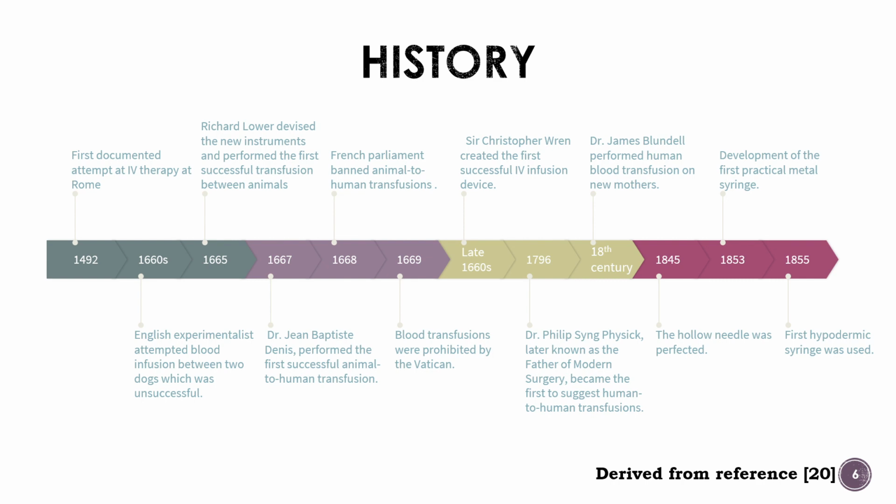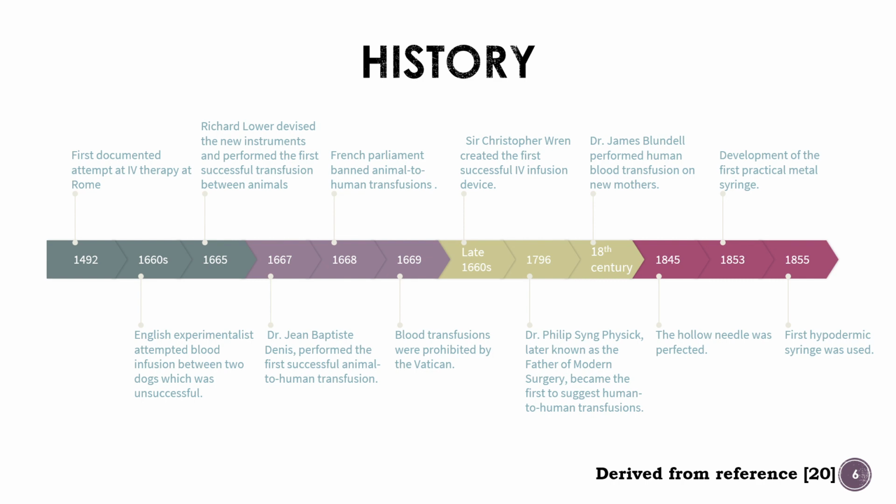Later, Sir Christopher Wren created the first successful IV infusion device from a pig's bladder and a quill. In 1658, he was able to infuse a mixture of wine, ale, opium, and liver of antimony into a dog's veins, and the successful experiment was repeated with other infusates.